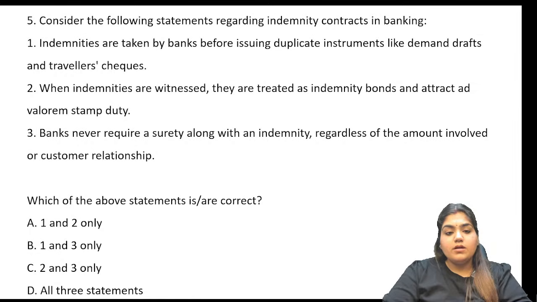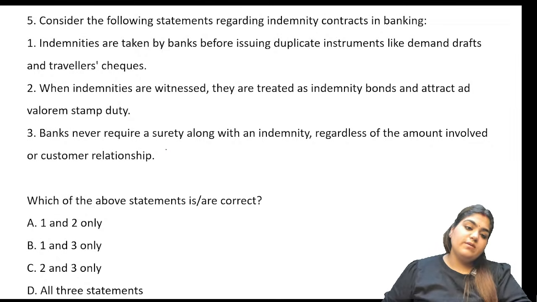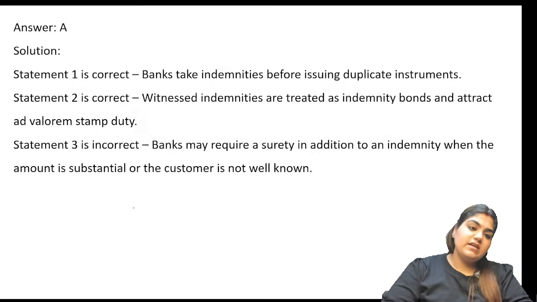Statement number 3 is incorrect. Banks may require a surety in addition to an indemnity when the amount is substantial or the customer is not well known. Statement number 3 is incorrect. That will give us A as the correct answer.